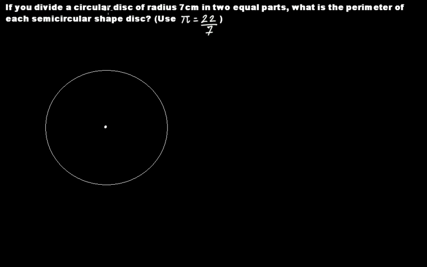If we divide a circular disc of radius 7 centimeter in two equal parts, what is the perimeter of each semicircular shaped disc? Now it's saying that if this is a circular disc of radius 7 centimeter, and if you cut this into two equal discs. Okay, so let's do that.